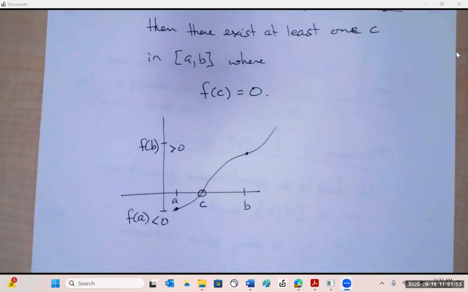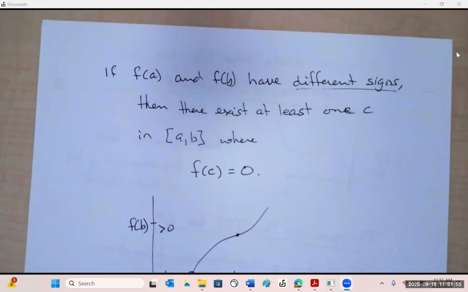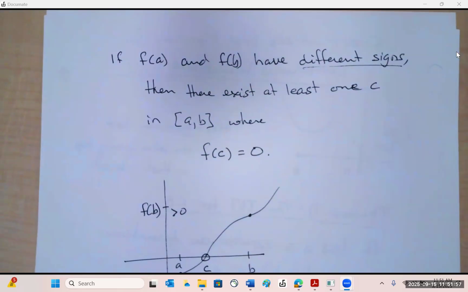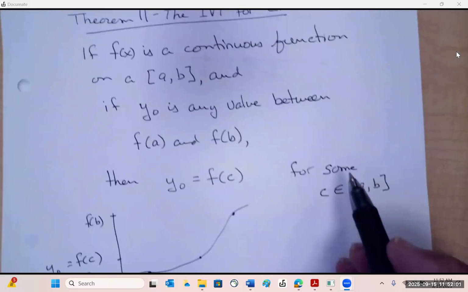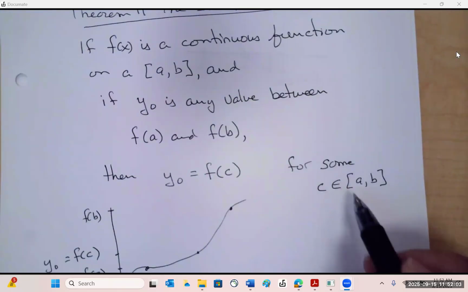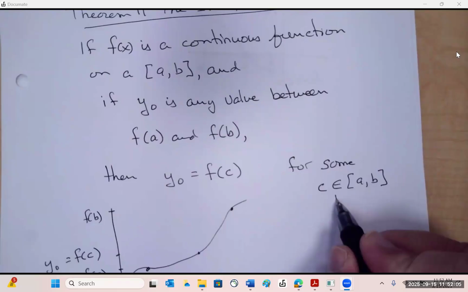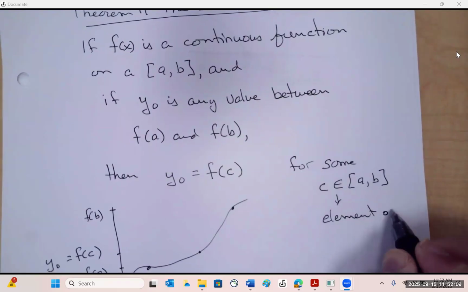Can you scroll up a little bit? I understand what you're saying, but what is that E symbol, where you said some seeds? What is that? Contained within? Is that a Greek letter? An element of.